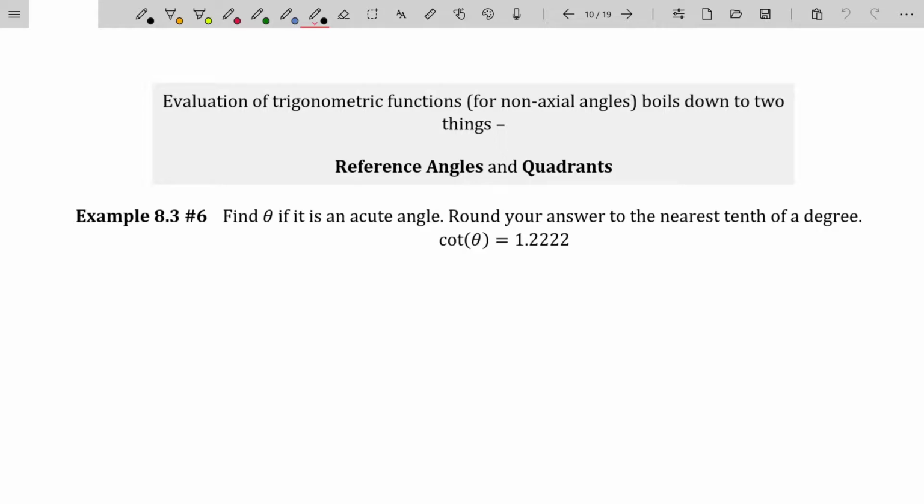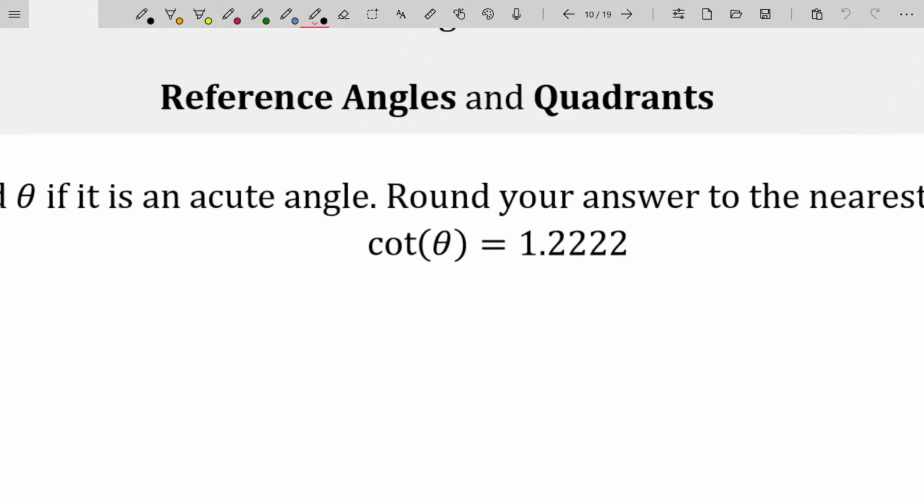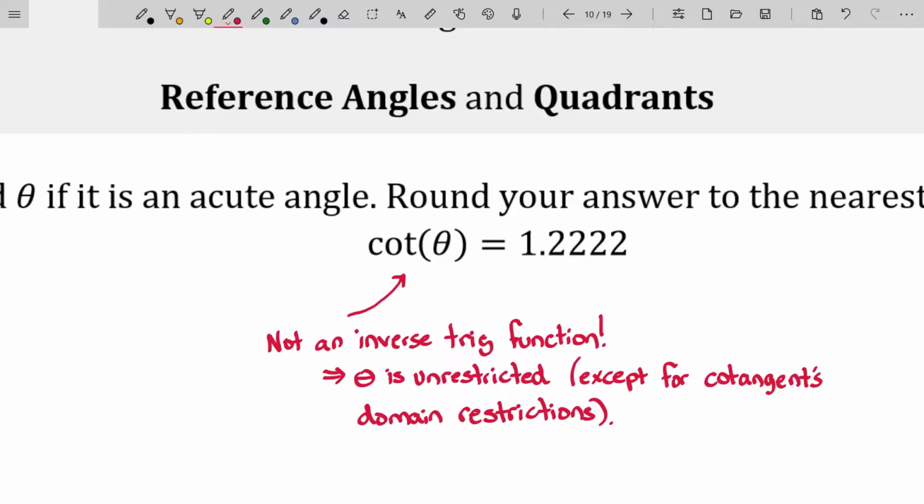Now let's start working with curveballs here. This is where we start really trying to ferret out the difference between being asked for the inverse of a trig function versus, hey, what angle would you plug into a trig function to get this output? Notice here that this is not an inverse trig function. What does that mean? It means theta is unrestricted other than domain issues. The cotangent does have domain issues at 0 and pi and 2 pi and all that, but otherwise there are no real domain restrictions other than the natural domain restrictions for the cotangent. And I've written that right there.